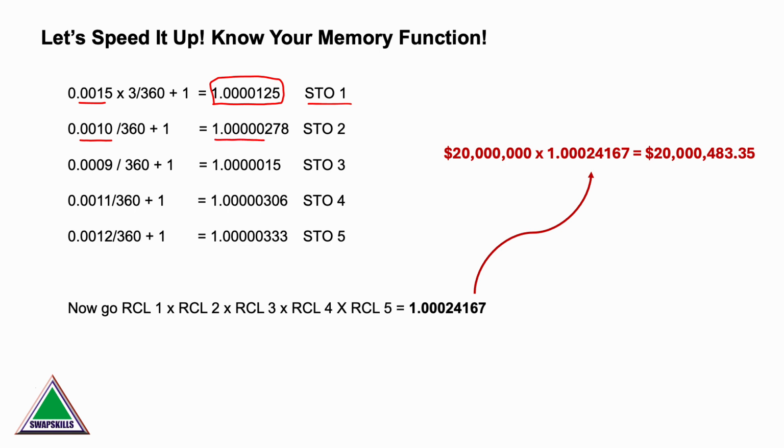So what this number here is representing is what your principal and interest would grow by if you left it in the market for 1 day. What I want to do is store that into your second memory. We do the same with the third, fourth and fifth data points. Now what we're going to do is you're going to recall these numbers from your memories by pressing RCL. So RCL is short for recall. So we're going to recall the number for period 1, times recall for period 2, times recall 3, times recall 4, times recall 5. And you get this number here. If you multiply that by your original $20 million investment, it will give you the same number.